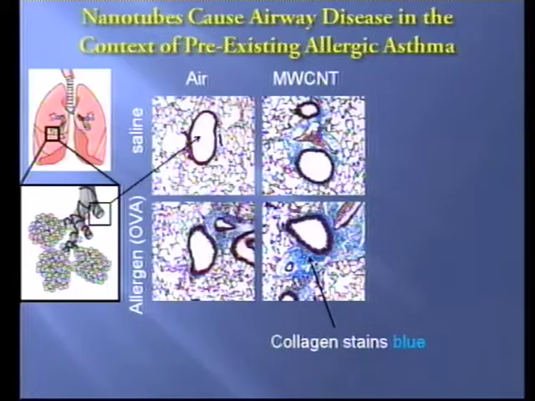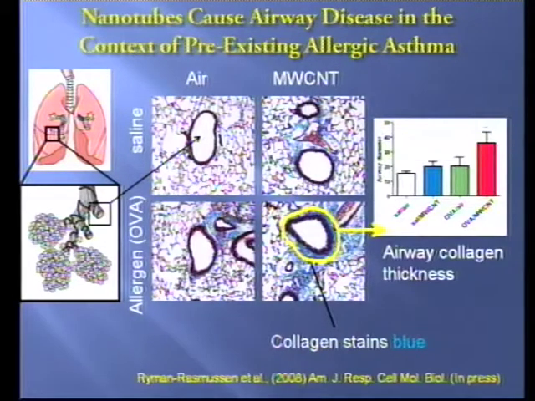Here's allergen, ova. It's known to cause inflammation around airways, as you see in asthma. And then the combination of these two does cause some significant increases in airways. We can actually quantitate the amount of collagen around the airways by morphometry using digitized images. And here you see there's a significant increase in the amount of collagen around the airways with allergen and nanotubes versus allergen alone or nanotubes alone or aerosol saline alone. This will be coming out pretty soon in one of the ATS, American Thoracic Society, journals.